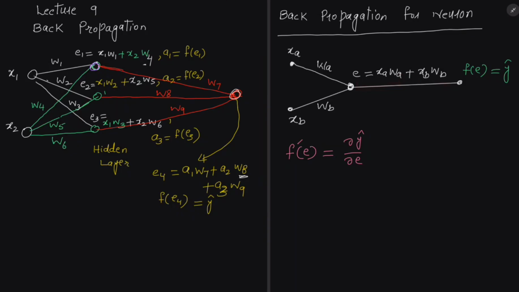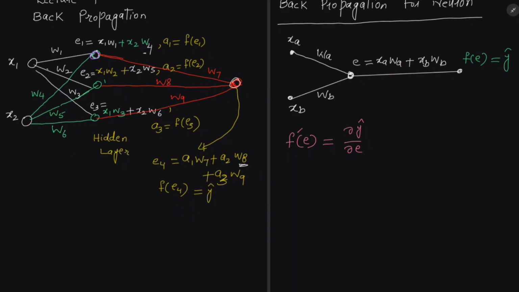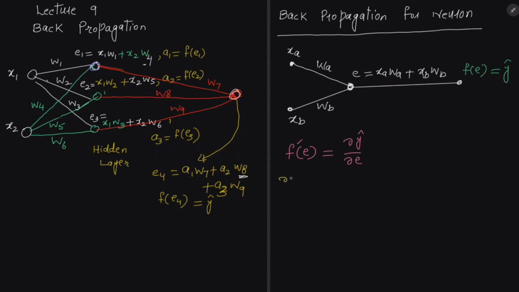So we may write partial y hat by partial WA will be equal to partial by partial WA of XA WA plus XB WB. We take a derivative with respect to WA, all others are constant, so we get XA over here.